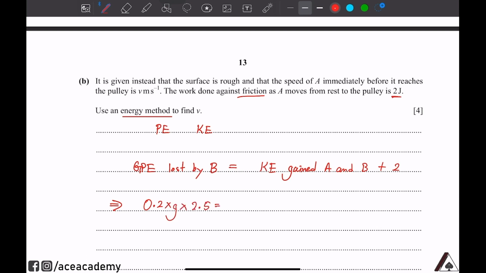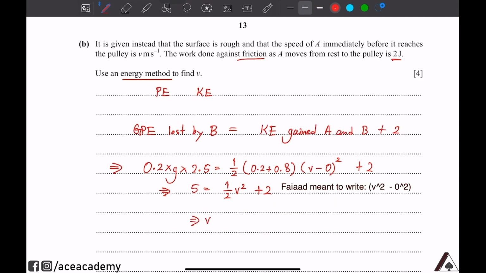And the KE of the entire system is going to be half times mass. It's a combined mass of A and B, because we're talking about the system. So 0.2 kilograms plus 0.8 kilograms times the difference of the final velocity squared and the initial velocity squared, which is 0. And of course, plus 2. If you simplify, you get this, and simplifying even further, we have v is equal to square root of 6, which is approximately equal to 2.45 meters per second. And we are done.